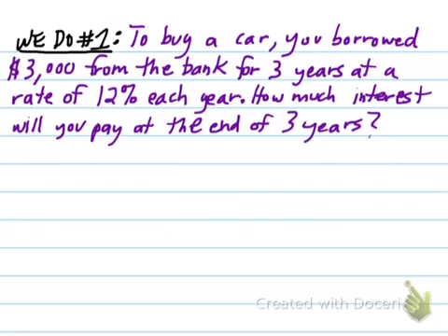So let's take a look at we do number 1. To buy a car, you borrowed $3,000 from the bank for 3 years at a rate of 12% each year. How much interest will you pay at the end of 3 years? So first, let's start by writing down our formula. I equals P times R times T. Interest equals principal times rate times time.